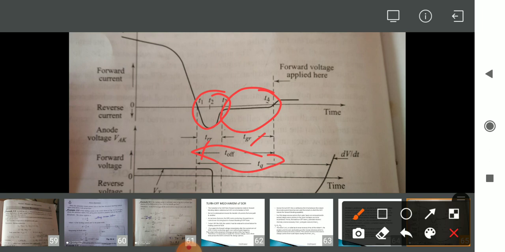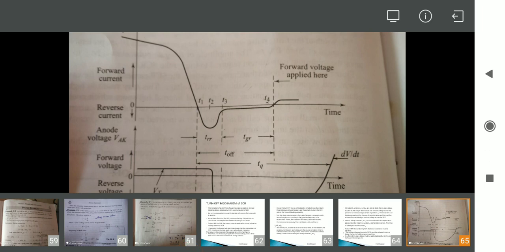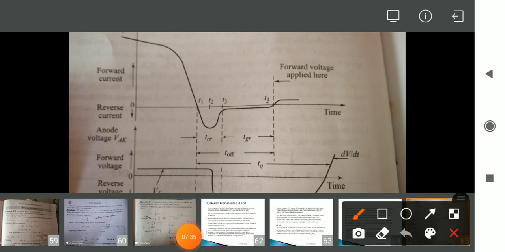The time T1 to T3, this one, the time T1 to T3 till here is called the reverse recovery time. At the instant T1, the anode current is 0. You can see here the anode current is 0 at the time T1 and builds up in the reverse direction, which is called the reverse recovery current. It will increase in the reverse direction. So this current is a reverse recovery current.